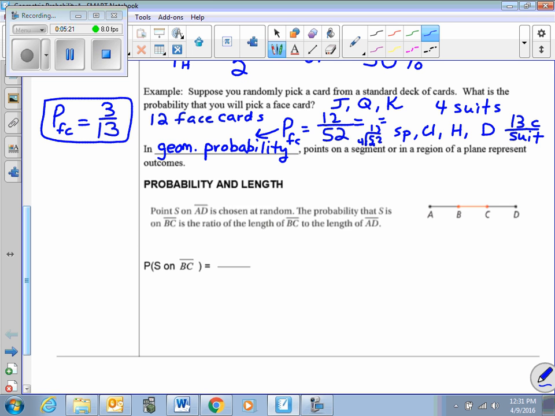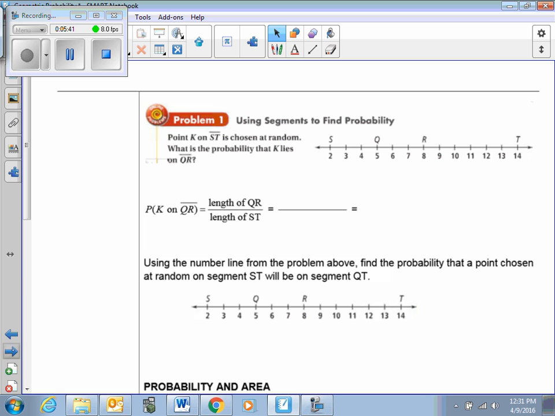So we would write this: the probability that when I pick that point it'll be on BC is the length of BC divided by the length of AD. Alrighty, so remember, when you write your lengths, we don't need our little line segments over the top of BC and AD because we are talking about length. Alright, well let's do an example using that definition.